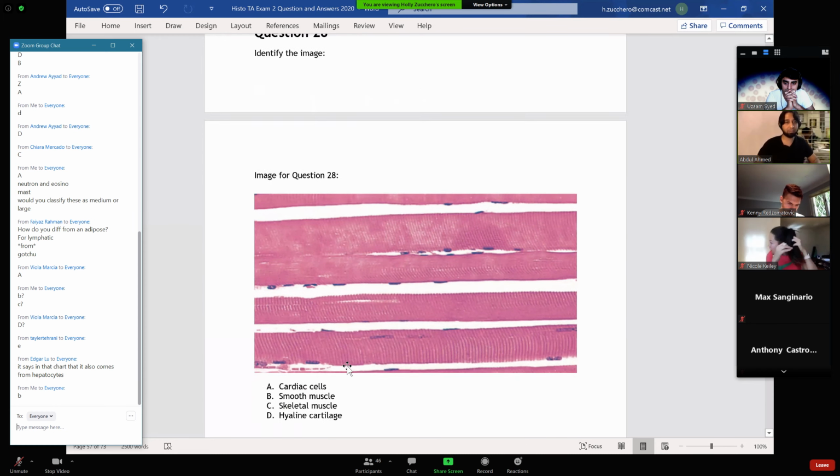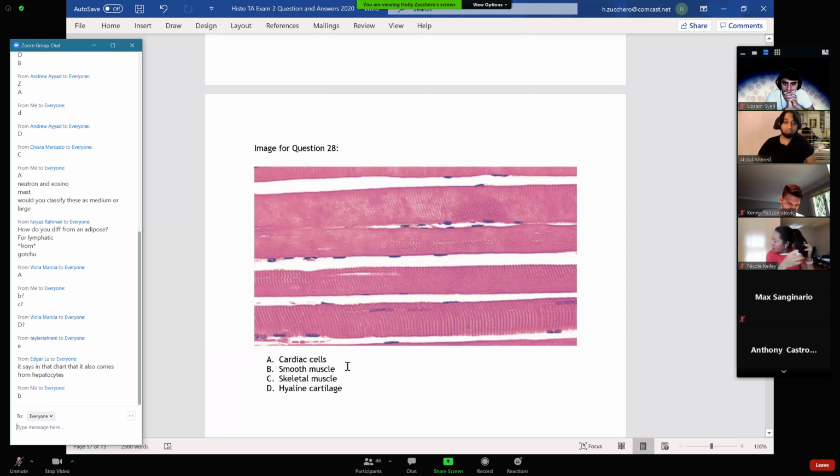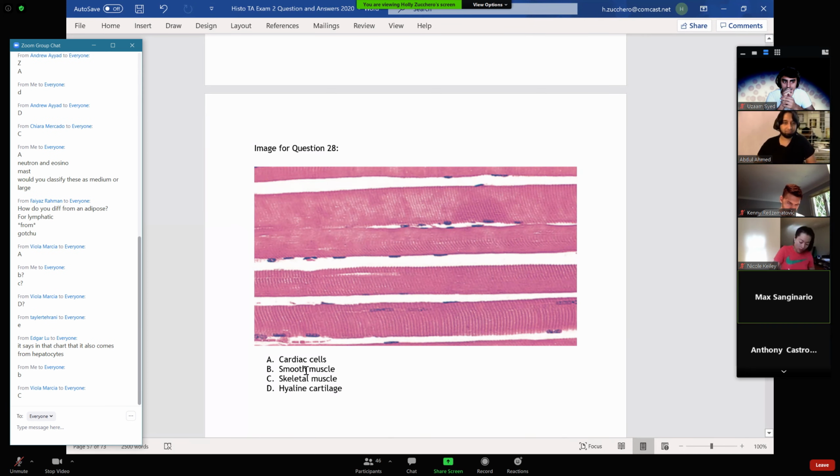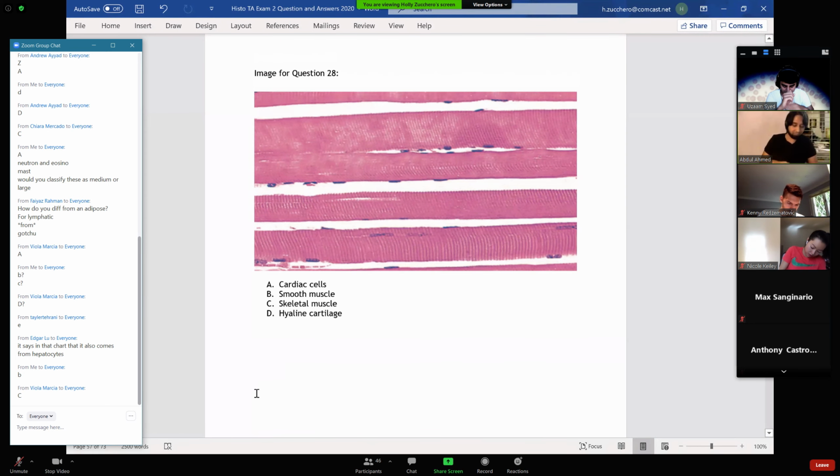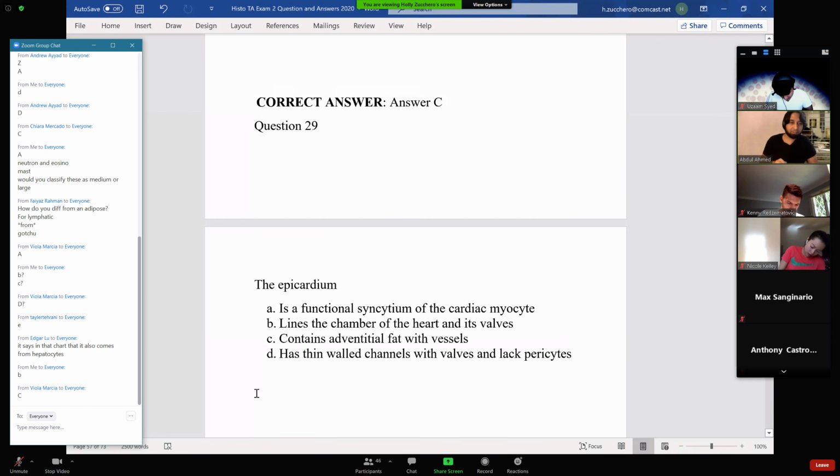All right, let's go to 28. Now what is this? You can see that there's peripheral nuclei. I don't see any intercalated discs. What cell is this? C. Skeletal muscle. Yeah, so this is skeletal muscle. Okay, all right, let's go to the next question.